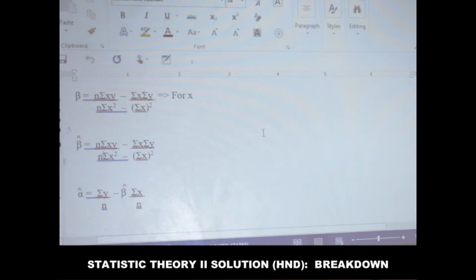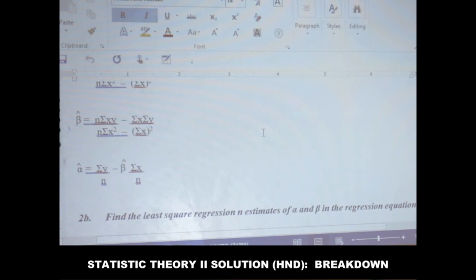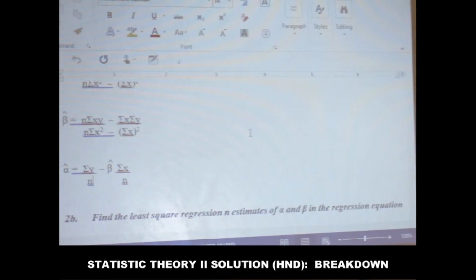then based on the least square method, you have beta bar, which is n summation xy minus summation x summation y over n summation x squared minus bracket summation x close the bracket square. Now your alpha becomes summation y over n minus beta bar summation x over n.